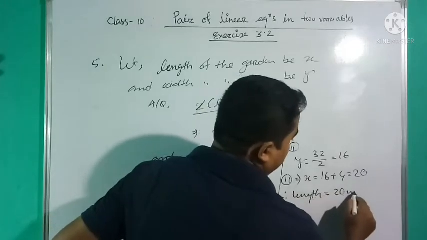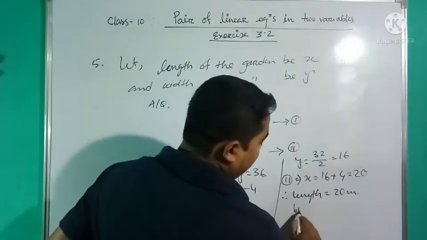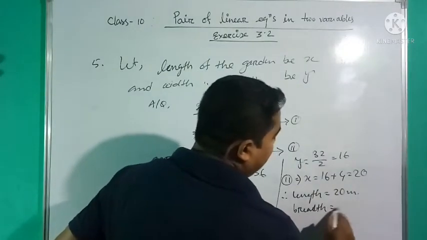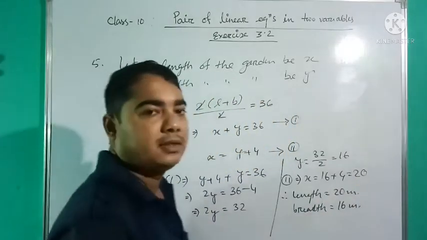Therefore, the length of the rectangular garden equals 20 meters and the breadth of the rectangular garden equals 16 meters. That is the answer.